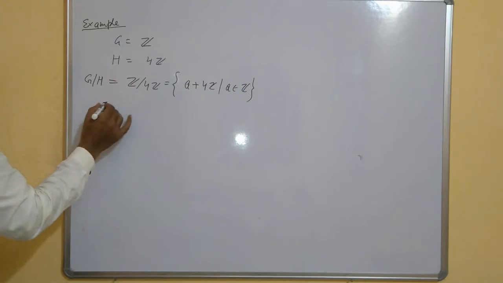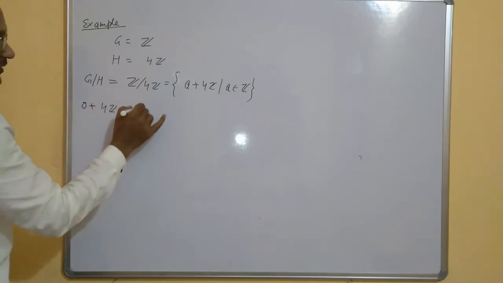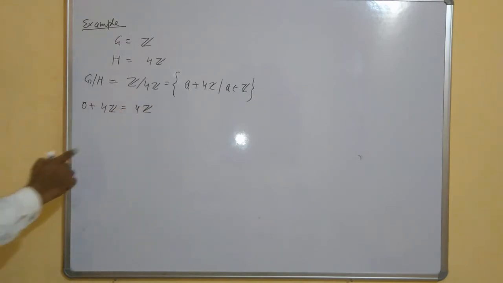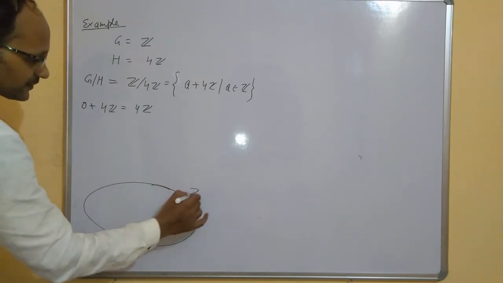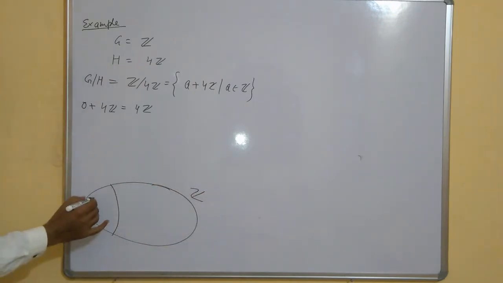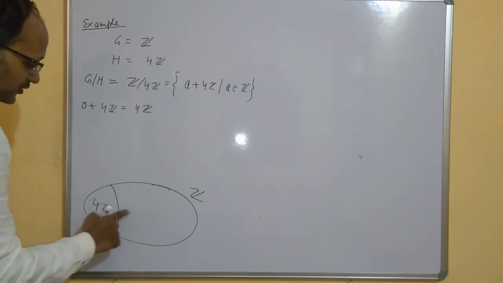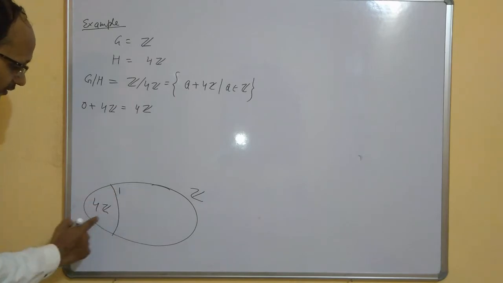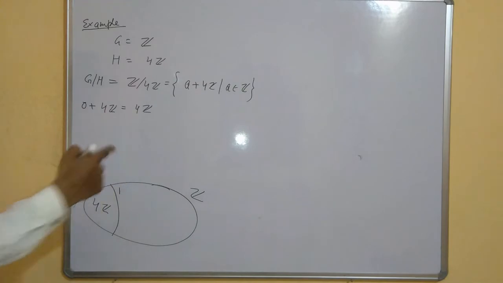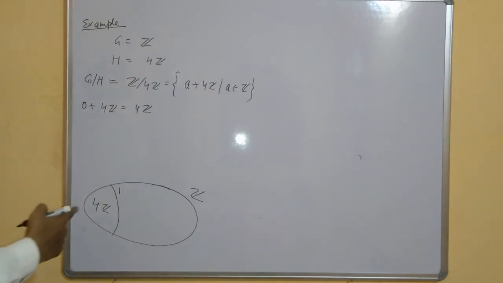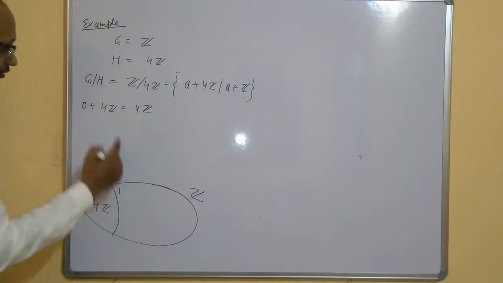So one coset is 4Z, that is 0 plus 4Z, there is no problem. Now we have to take one element which is outside this 4Z. Suppose this is the whole set Z, and out of this Z there is one subset 4Z, and I want to choose one element which is not here. So as you can see, 1 will not be in 4Z, because in 4Z all the elements will be of the form 4 times some z. So 1 is outside 4Z.